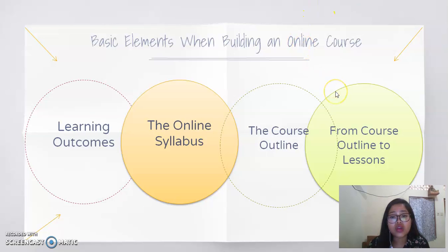And then the course outline begins with the learning outcomes, and then next with working backwards. You next plan what assessment you will need to assure that the learning outcome has been met. And next, using the assessment as the measure of your content. And the last is from course outline to lessons.